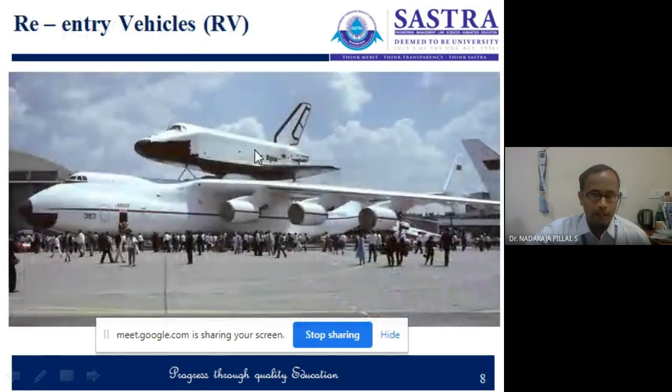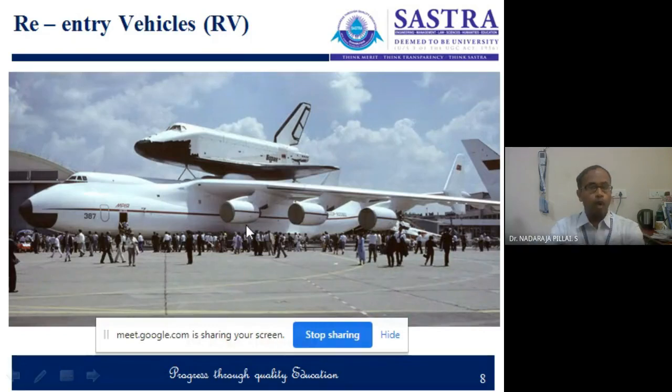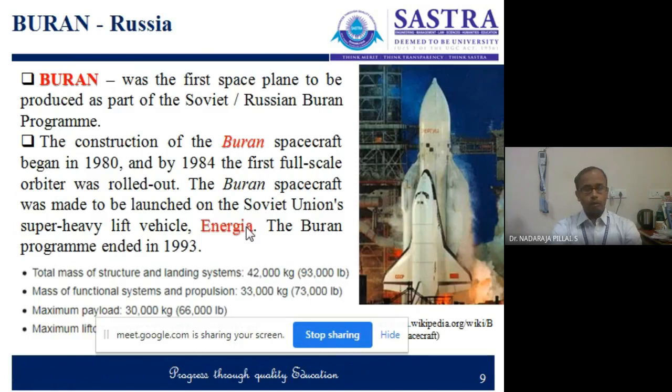Now, let us see one by one. This is the space shuttle, and then this is Buran. Buran was the first space plane to be produced as part of the Soviet and Russian Buran program.